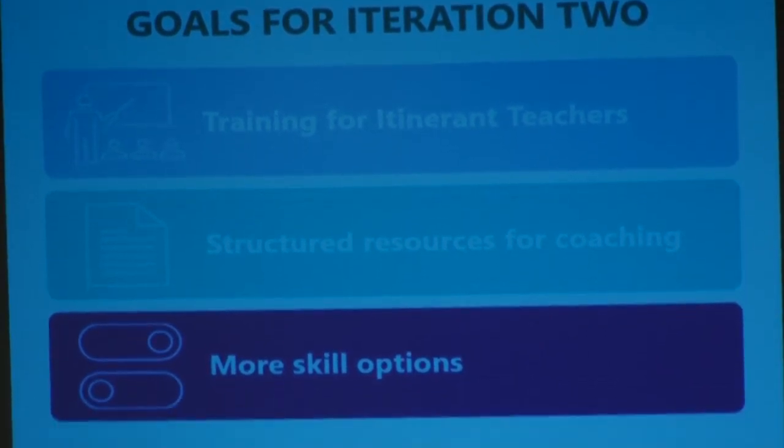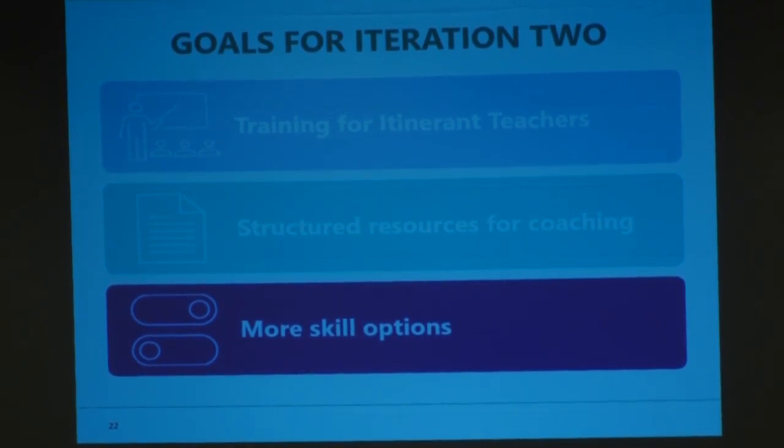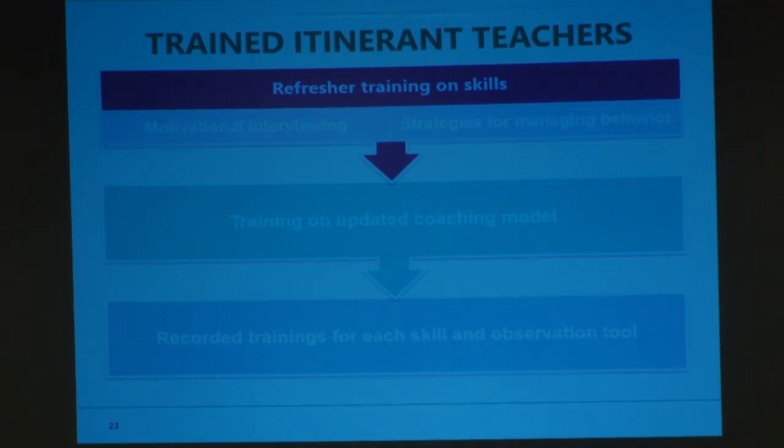The first goal was to train itinerant teachers in the updated coaching model. Again, we made those changes to the model, so we updated that and trained them in it. We also trained them in the updated skills for coaching that they would then coach the classroom teachers on. The second goal was to provide structured resources for coaching so the itinerant teachers wouldn't have to create anything. We just gave all of the things to them, and we provided more skill options for them to coach on. The training included a refresher on the skills that we already had and the new skills, and also still included some motivational interviewing elements to consider teacher buy-in, so that when they went into the classroom, they would again get classroom teacher buy-in.